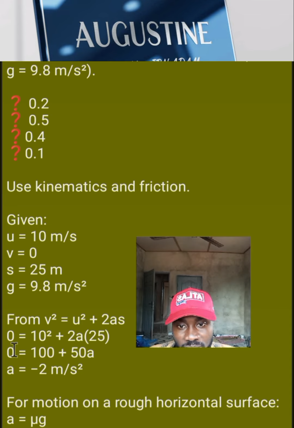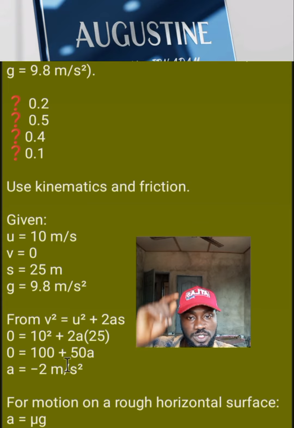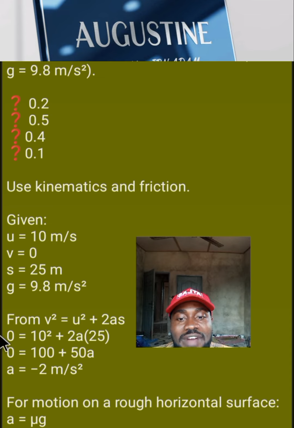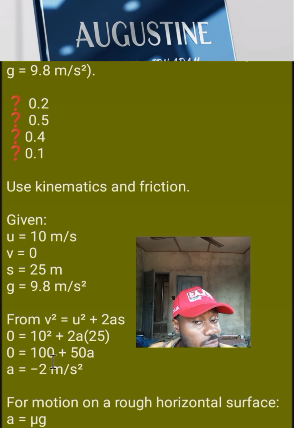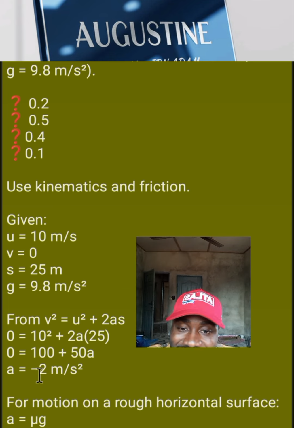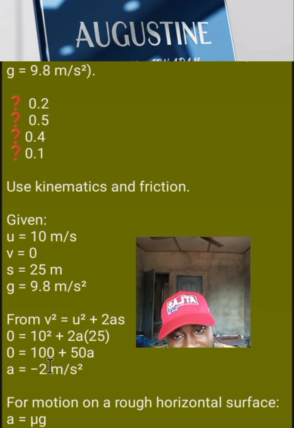So divide both sides by what? 50. We will be left with 50A equal to 100. When you divide both sides by 50, 50 will be up, 100 will be down. So you divide both sides by 50. 100 divided by 50 will give you 2. But remember that 50 here is minus 50A, so the answer comes in minus 2.